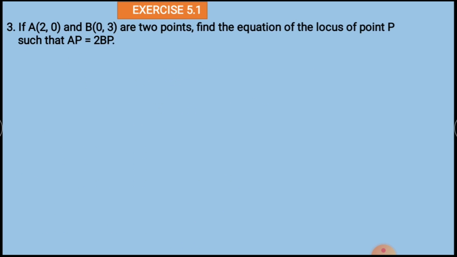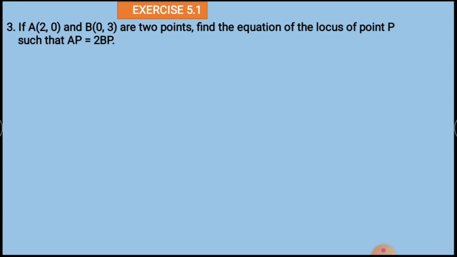Now see question third. If A of (2, 0) and B of (0, 3) are two points, find the equation of the locus of point P such that AP equals 2 times BP. So instead of giving equidistance, here the condition is AP equals 2 times BP. So with the help of this condition we find the equation of the locus of point P.